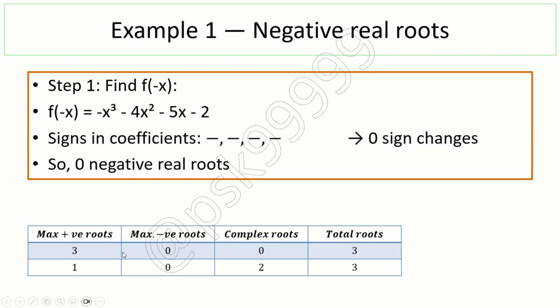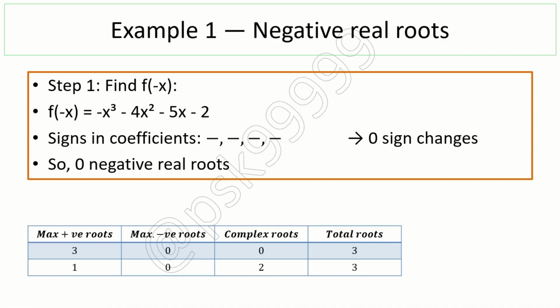Okay, so in this case, my table is completed here, either 3. Once there are 3 positive real roots, there can't be any complex roots, because the total number of roots is 3. If it is 1, then there is a possibility of two complex roots, which makes 3. But negative real roots are definitely 0.